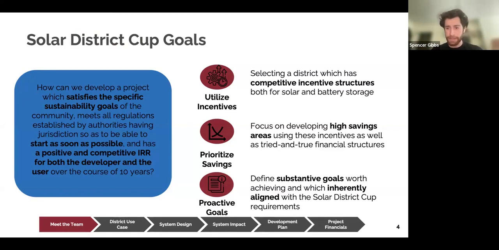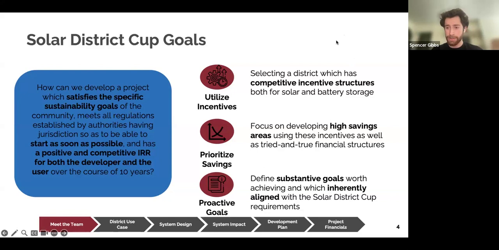And a really key decision-making feature for this project for us was identifying something that has both a positive and competitive IRR. In order to do that, we had three main ideas in mind. The first one was utilizing incentives. We're going to go into in a minute the two main key incentive structures that we were focusing on through the course of the project. But this was really key in us choosing Eastern Connecticut State University.